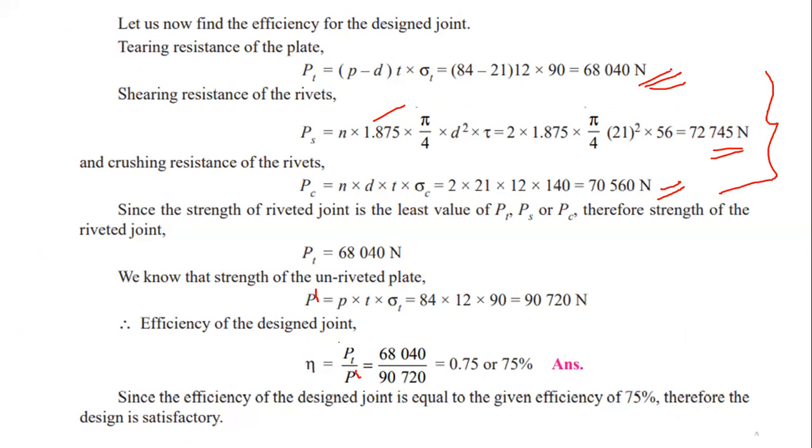Here, the least value is 68,040. That means the riveted joint may fail due to tearing of the plate across the row of rivets. Now substitute Pt equals 68,040 divided by p dash. p dash equals 90,720. From this equation, you can get the value of efficiency of the joint. Here the efficiency is 75%. So this is the final answer for this problem.